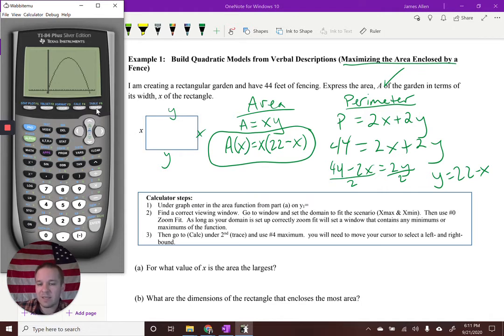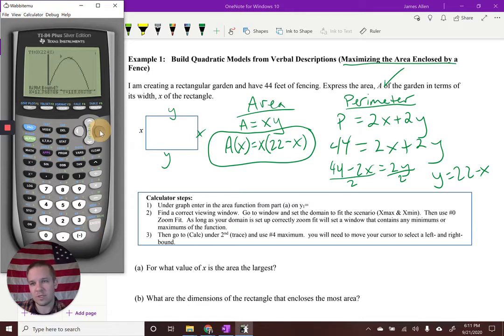For what value of x is the area the largest? So what am I looking for? I'm looking for my maximum. Let's hit second trace. Ooh, love that one. And then we're going to go to maximum, which is number 4 here. And then what I got to do is, again, left bound, right bound. So I'm on the left side of that high point, that maximum.